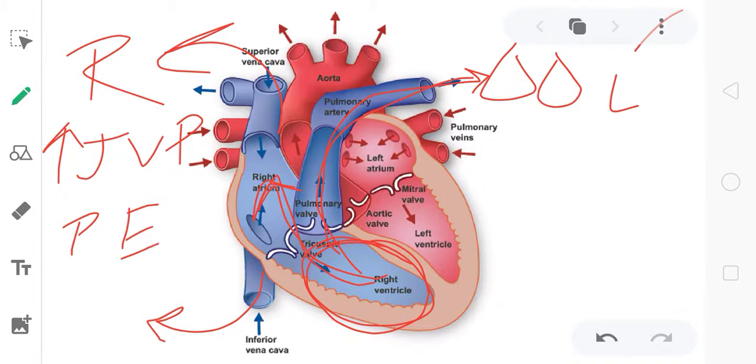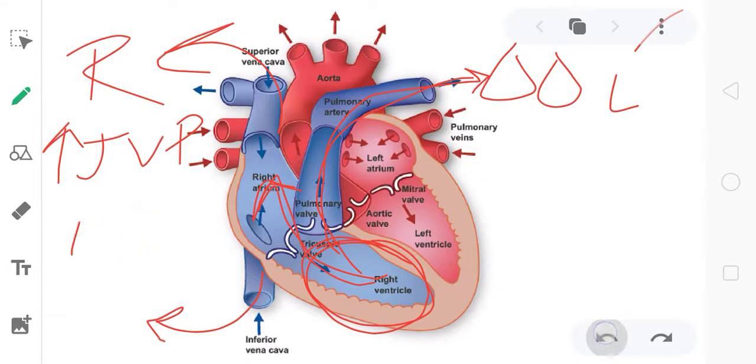Then there will be ascites. There will be congestive hepatomegaly, congestive splenomegaly, weight gain, nocturia, and positive hepatojugular reflex. So all the features are related to the congestion of the systemic circulation. Congestive hepatomegaly, congestive splenomegaly, fluid overload that will cause weight gain, ascites, peripheral edema. So these all are the features of the right heart failure.